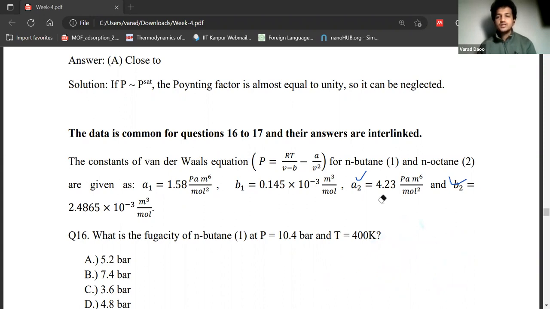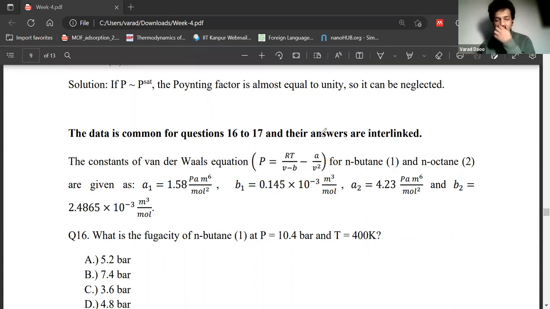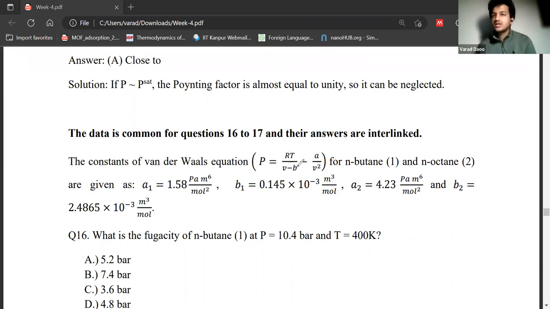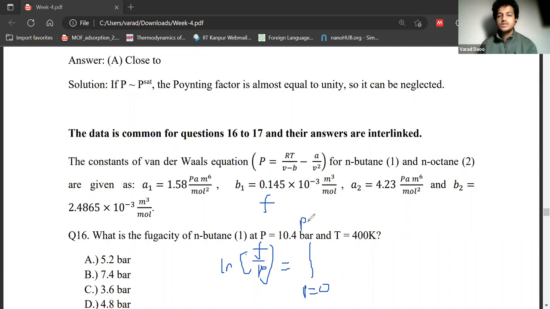So what we are asked to find is we are given an equation of state. We are given the parameters of the equation of state. For the current case, the equation of state is van der Waals. The parameters are A1, B1, A2, B2. And we are asked to find the fugacity. So we know that this expression ln f by p, which is the central expression for finding fugacity, is nothing but the integral from p equal to 0 to p equal to p of (z minus 1) by p dp, where z is nothing but pV by RT.